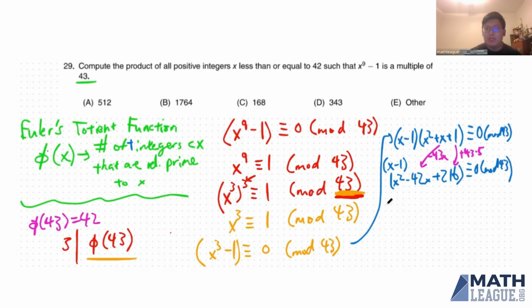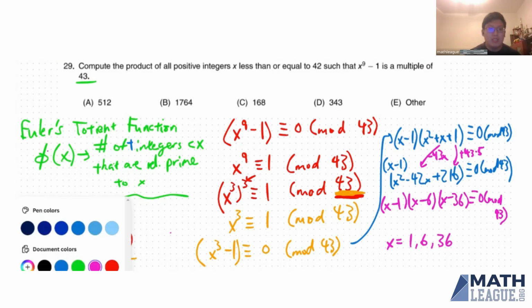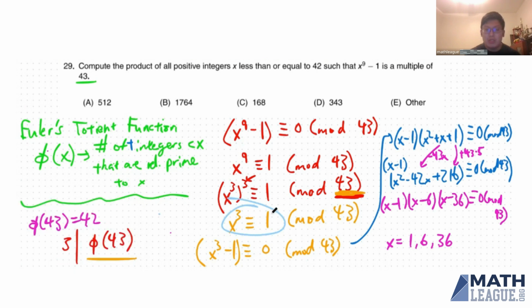Now, why did we do this? Because we can now factor the left-hand side as x minus 1 times x minus 6 times x minus 36 is congruent to 0 mod 43. And this gives us our solutions of x equals 1, 6, or 36. And since we were able to make the simplification earlier of going to x cubed is congruent to 1 mod 43, that means that there are only going to be 3 solutions, which are 1, 6, and 36. Now we want the product of those positive integers. That's 1 times 6 times 36, which is 6 cubed or 216. So that means that our answer is E, other.